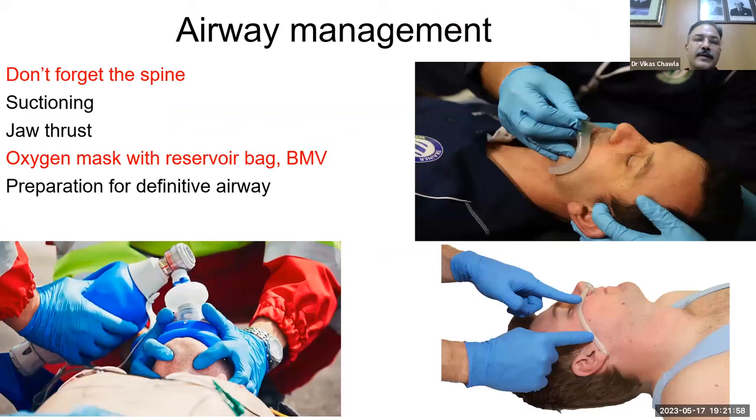Well, airway management, we should not forget the spine. It comes with a caveat. Airway management goes along with C-spine protection. Cervical spine motion restriction is the word used these days. Suctioning is of vital importance. If you will be opening the mouth at some time, and if you see secretion, they have to be sucked out. Jaw thrust is the preferred maneuver rather than head tilt and chin lift. Oxygen mask with reservoir bag is used most often than not, along with bag and mask ventilation. And one must prepare for definitive airway if indications are there.